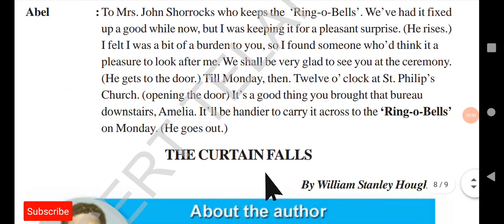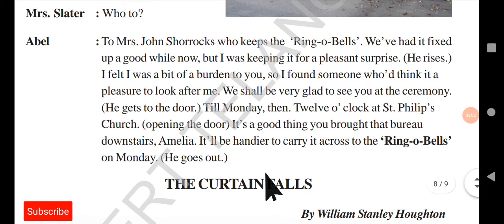Here he says, actually I wanted to tell you all as a pleasant surprise, but this is a different thing that I'm stating to you all now, looking at the things that are happening in front of me. I feel that I am so much of a burden to you all, so I don't want to keep myself as a burden to you all. So I want to go to a person who can love me and take care of me. So that is Mrs. John Shorrocks.